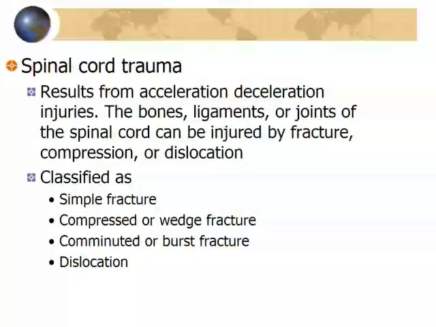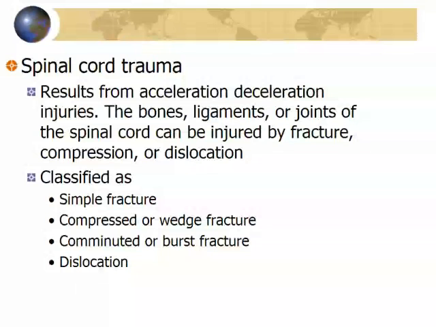Spinal cord trauma results from acceleration-deceleration injuries. The bones, ligaments, joints of the spinal cord can be injured by a fracture, a compression, or a dislocation. They're classified as a simple fracture, which usually affects the transverse or spinous process of the spinal column, a compressed or wedge fracture, which affects the body of the vertebrae. It's usually compressed anteriorly, comminuted or burst fracture, where the spinal column, the bony surface, is shattered, or a dislocation, where the supporting structures are torn.